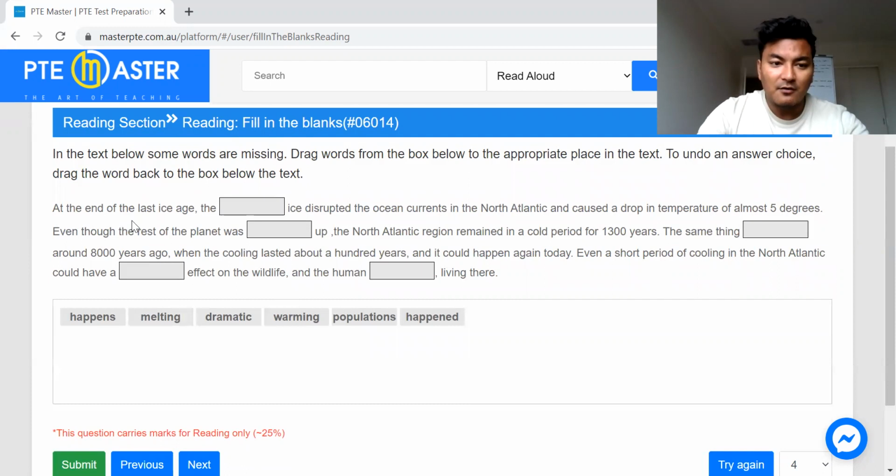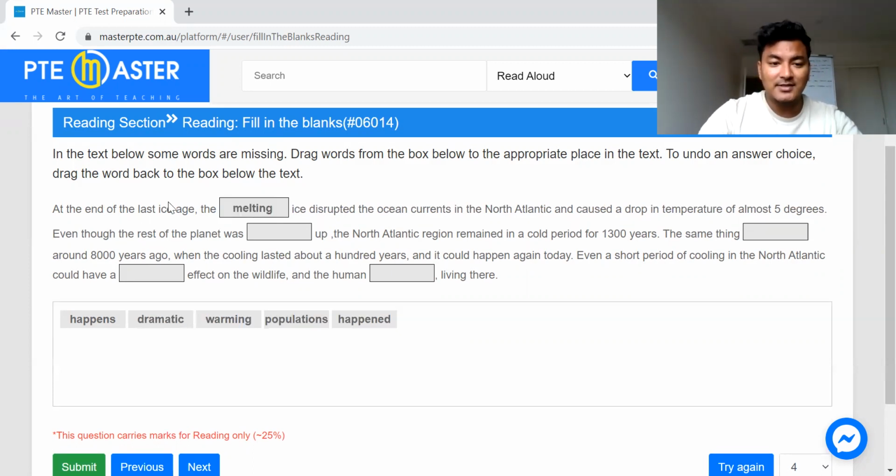Let's get started. At the end of the last ice age, the dash ice disrupted the ocean current. The happens ice doesn't sound right. The melting ice could be, because ice could be melting, and that could disrupt the ocean current. The dramatic ice disrupted, no. The warming ice, not really. The population size, the happened ice. So I think, as per my common sense, that's what I use. Contextual knowledge. I think the right answer is the melting ice disrupted the ocean current. Yeah, because ice could melt down and then it could disrupt the ocean current.